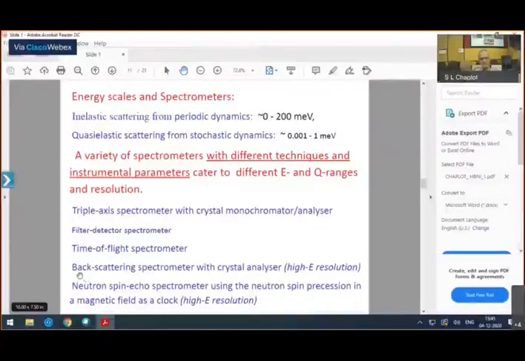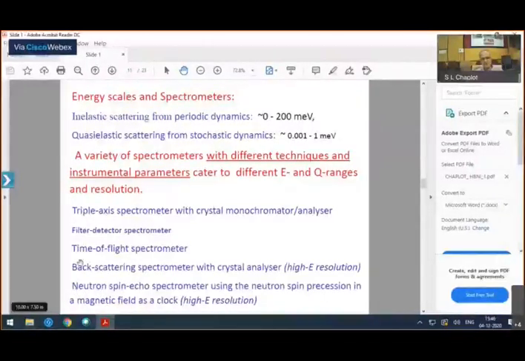Then there is a very special spectrometer called the backscattering spectrometer. This is actually a crystal analyzer, but backscattering means the Bragg angle is close to 90 degrees. If you have a Bragg angle close to 90 degrees, then this can provide a very high energy resolution, which can be of the order of a microelectron volt. Of course, you lose intensity, but you gain in neutron energy resolution.